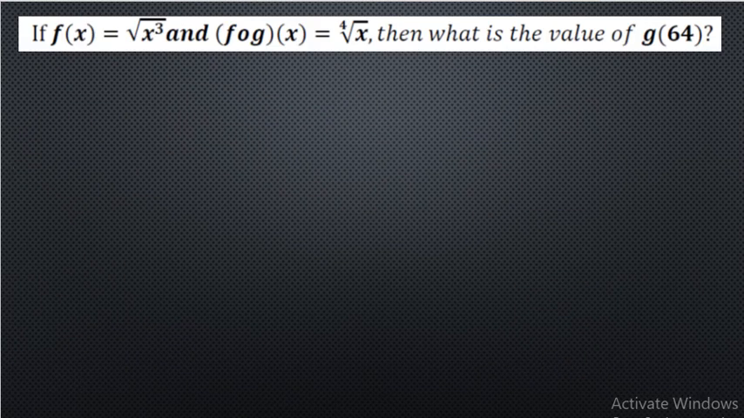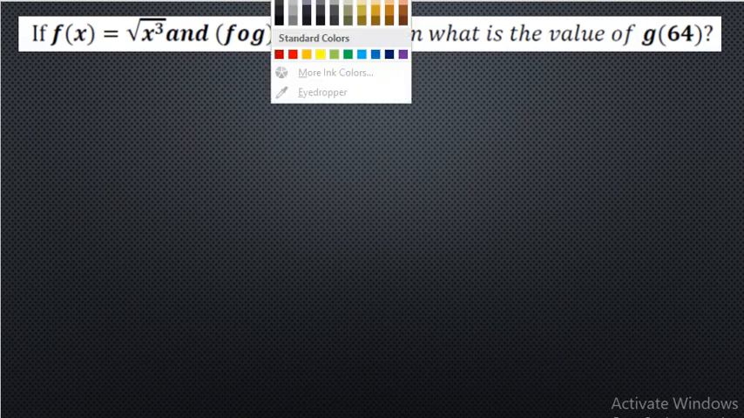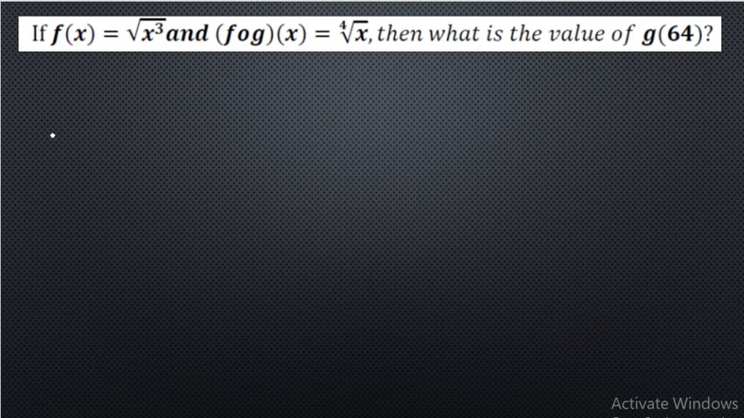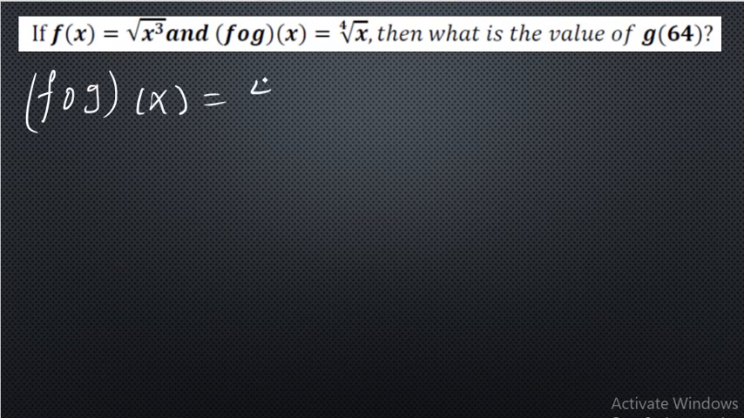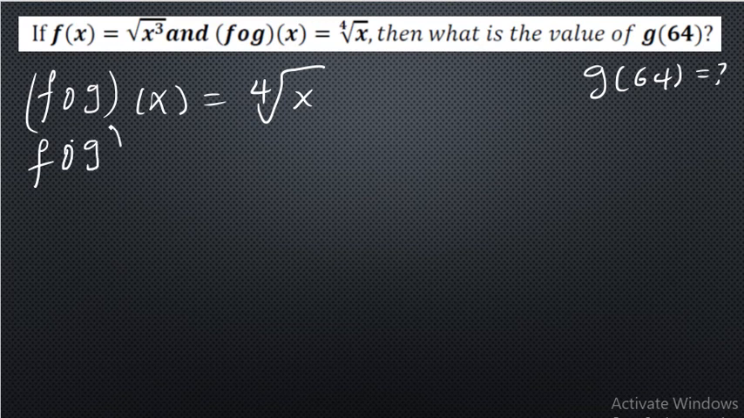The next question says f of x is equal to the cube root of x, and f compose g, f of g of x, is already given to you as the 4th root of x. Then what is asked? What is g of 64? This is what we are looking for. First of all, what is f of g of 64? This means the 4th root of 64.